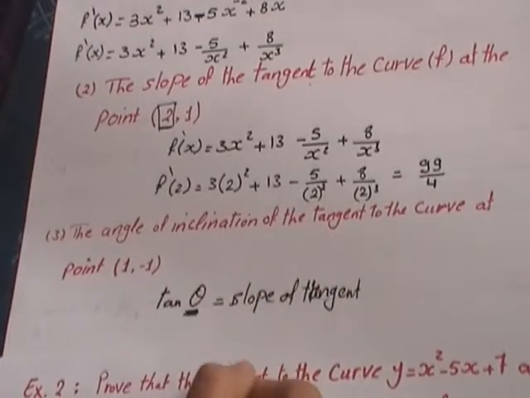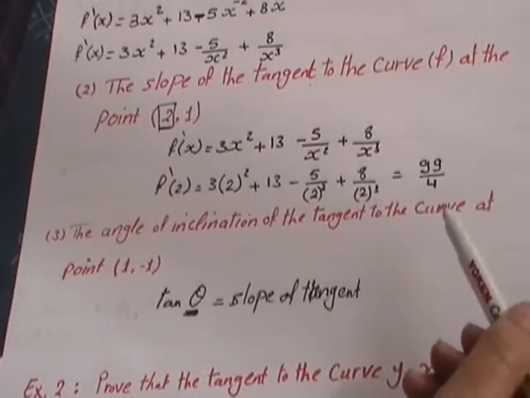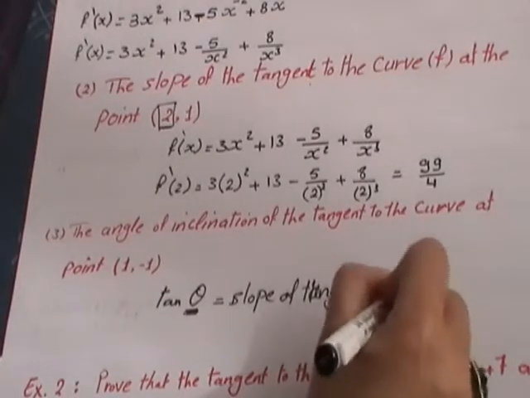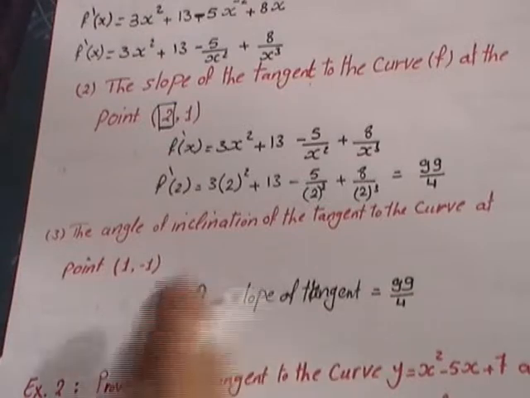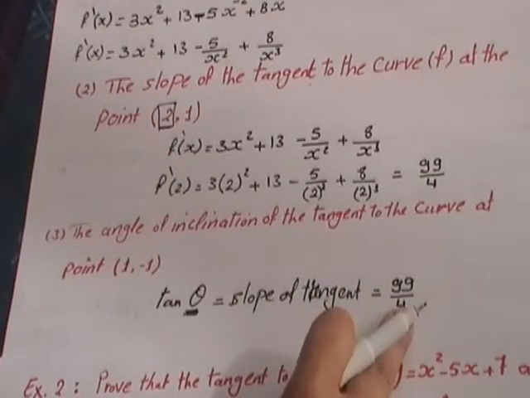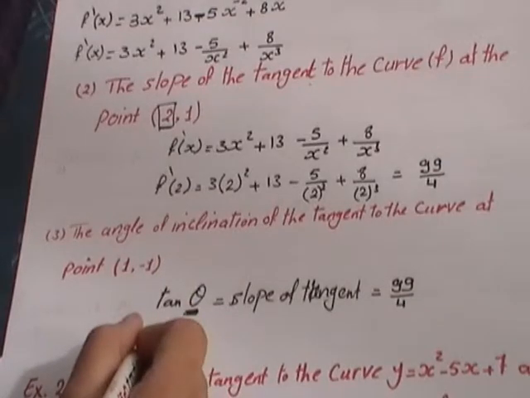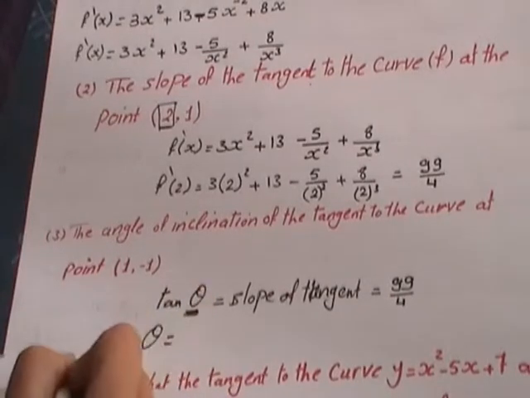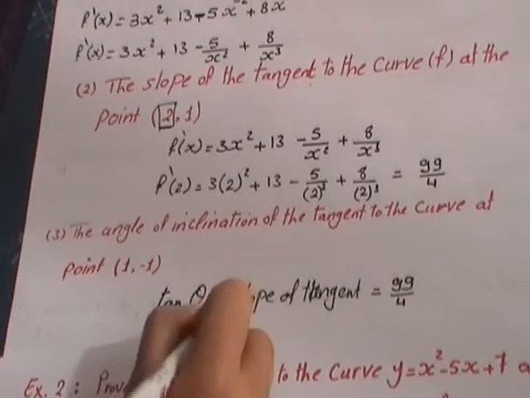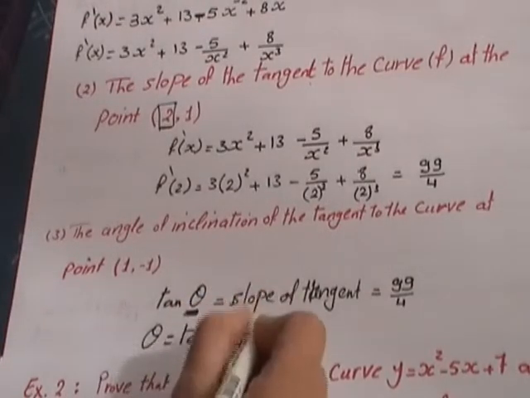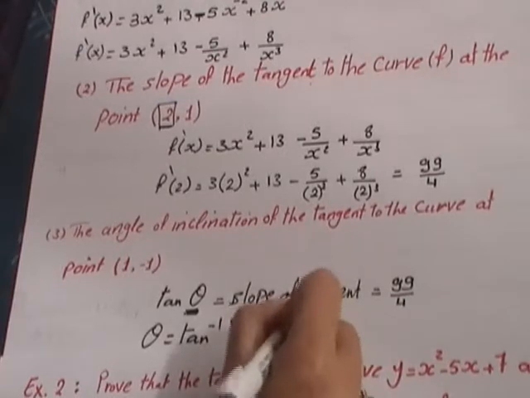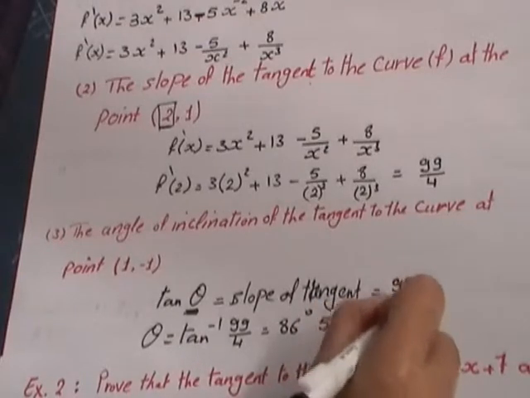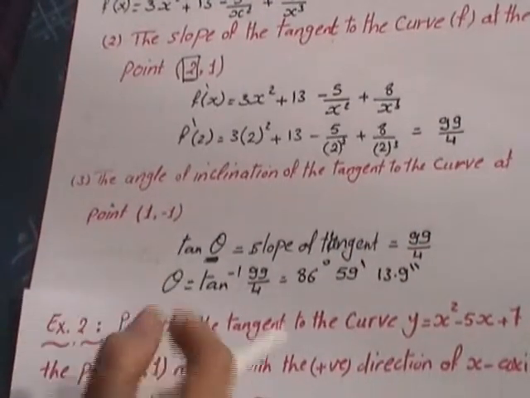Okay? Now we know the slope of the tangent, which we got in the previous question, which equals 99/4. Now we know that tan theta equals 99/4. How do we get theta? We took it before. If I want to find the angle, we use shift tan on this value. So theta will equal shift tan of 99/4, which equals 86 degrees, 59 minutes and 13.9 seconds. So we get the measure of the angle.